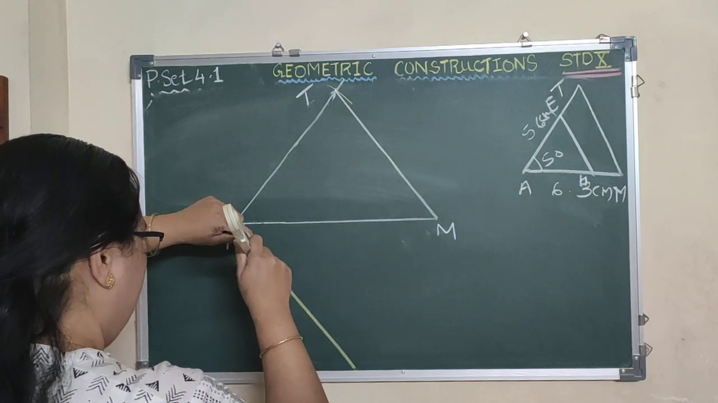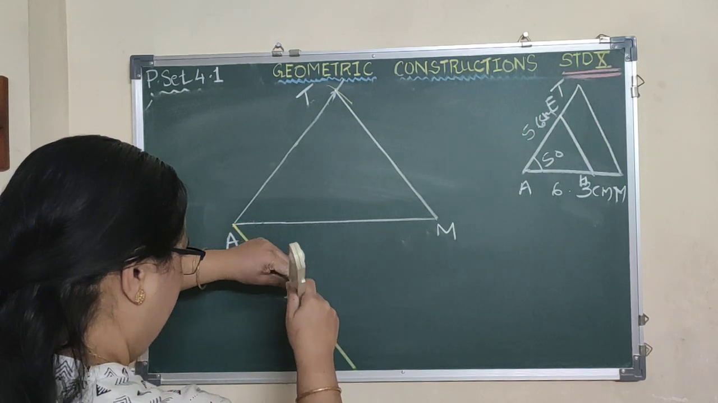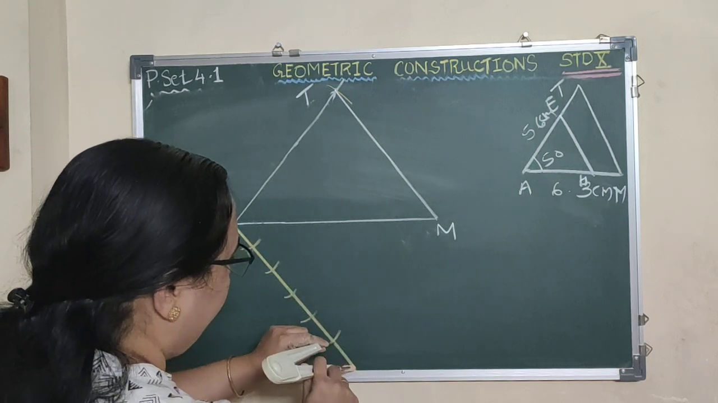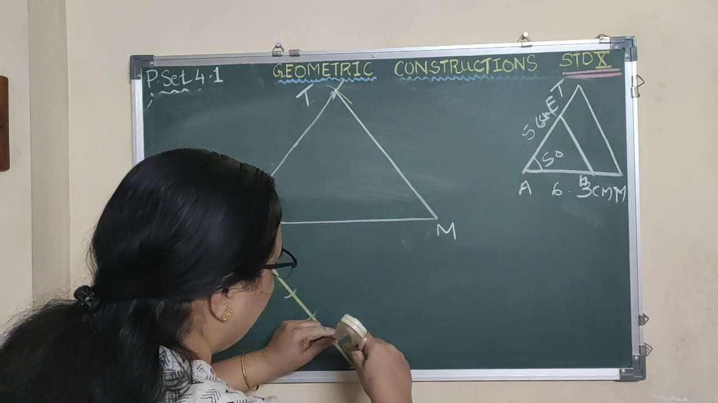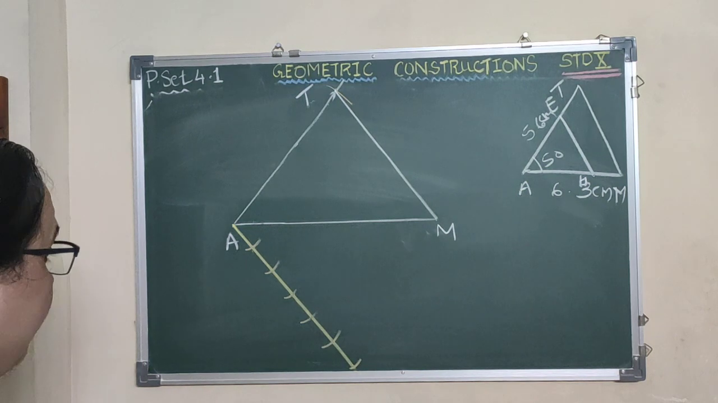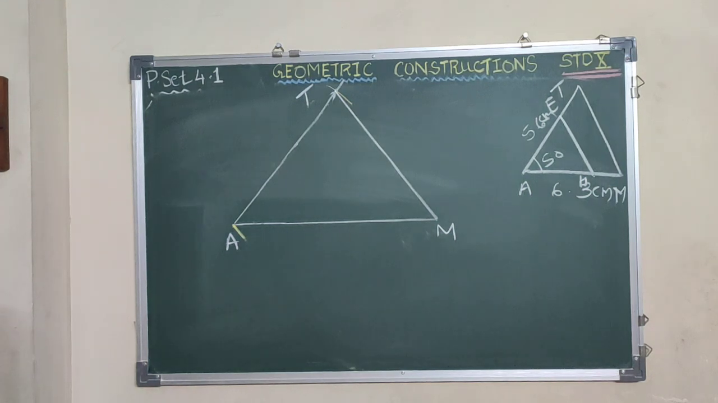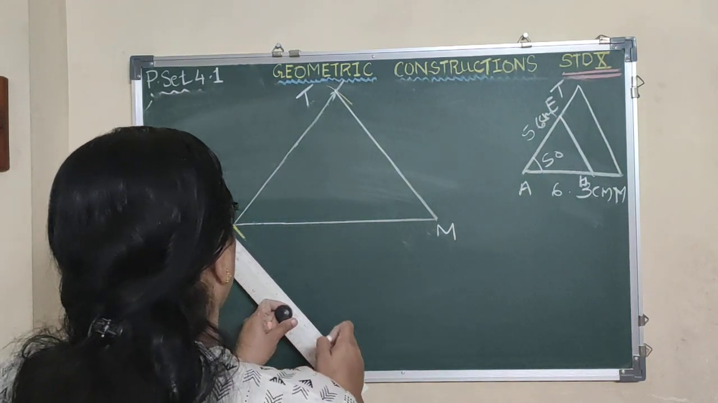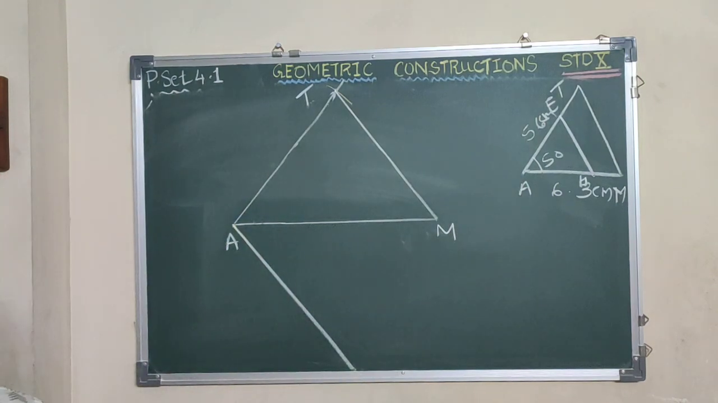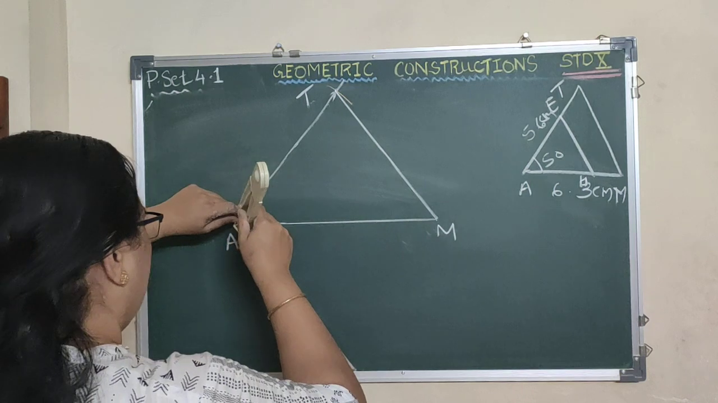1, 2, 3, 4, 5, 6. Oh, so I have to make it a little more smaller. So let us do it again. Yes, I hope you have finished doing.